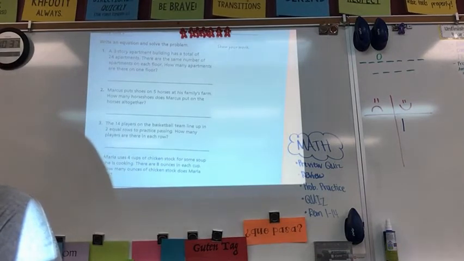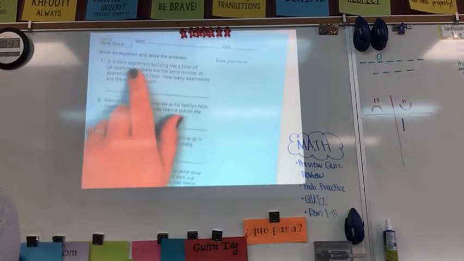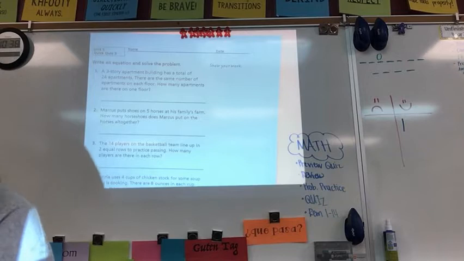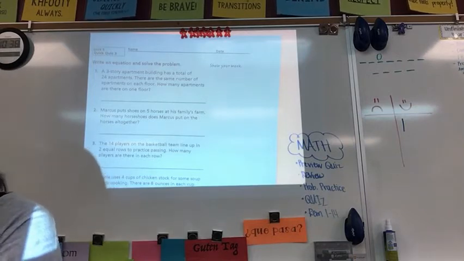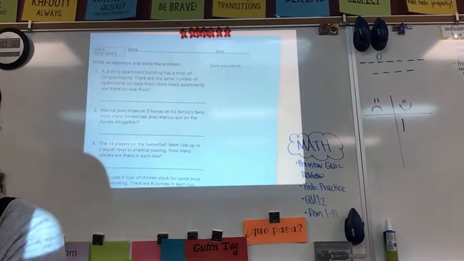One of them says a 3-story apartment building has a total of 24 apartments. There's the same number on each floor. How many apartments are there on one floor? If we know the total and we're splitting it onto floors, what type of math drawing might I use? Skylar? Divide. It will be dividing because I knew that total.